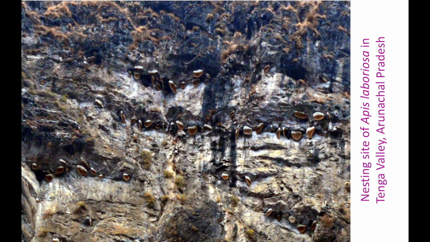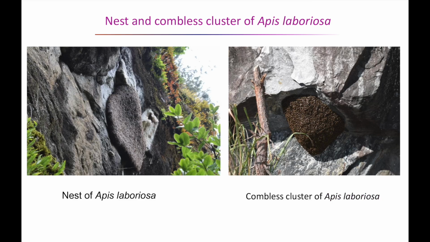Both Apis dorsata and Apis laboriosa are very gregarious species, and 20 to 30 nests in a single nesting site are fairly common. Apis laboriosa is the largest species of Apis and is distributed along the Himalayas and adjacent mountain ranges extending from Nepal to Vietnam. They are single-combed open nesters. They build exposed nests under rock ledges in deep, vertical river valleys, most commonly at 1,200 to 3,500 meters.